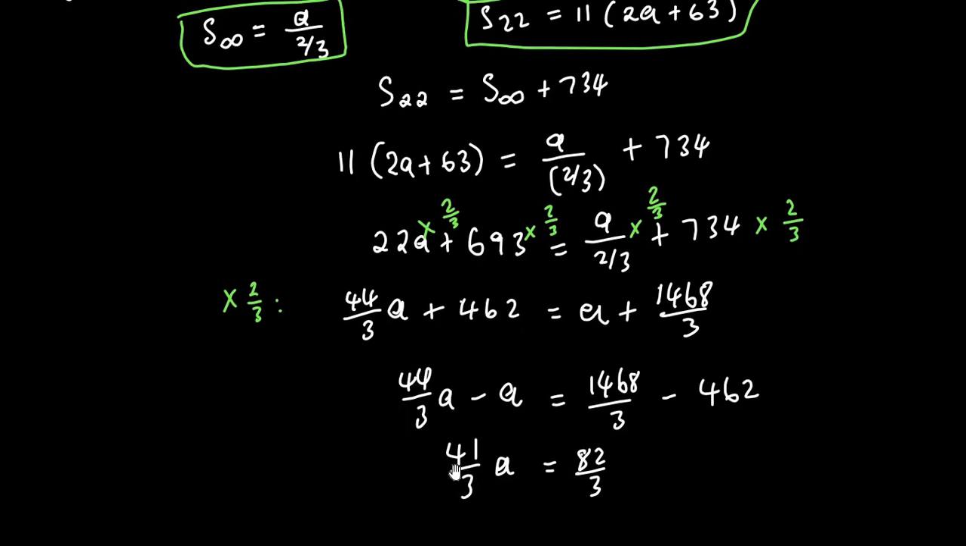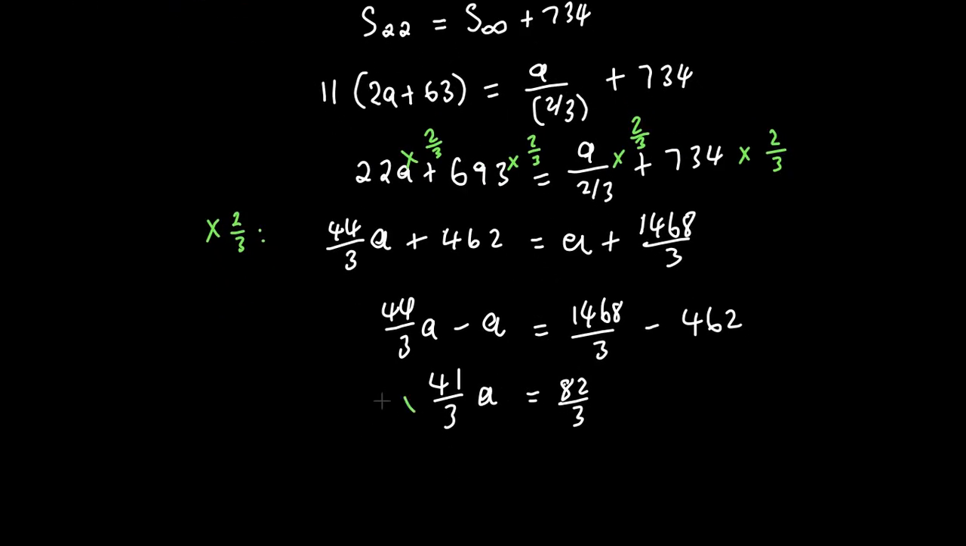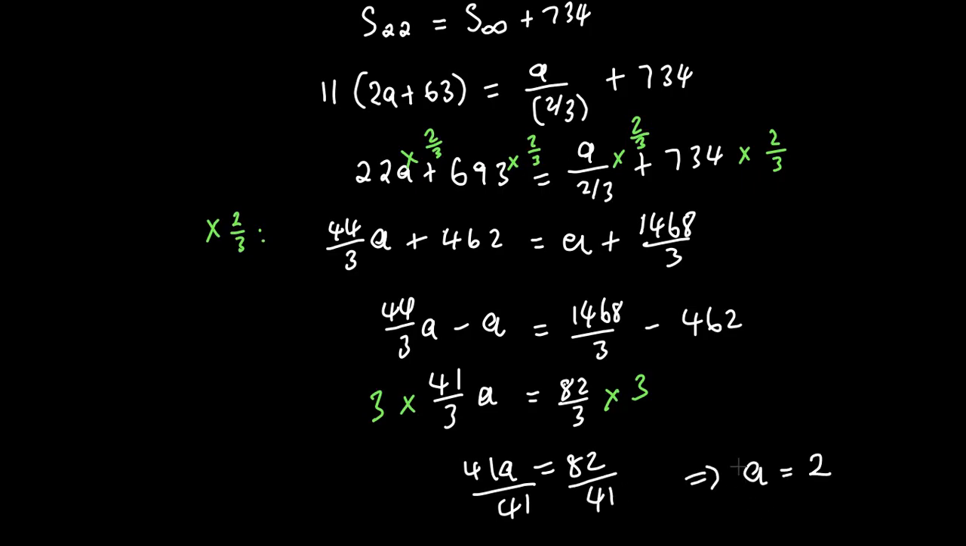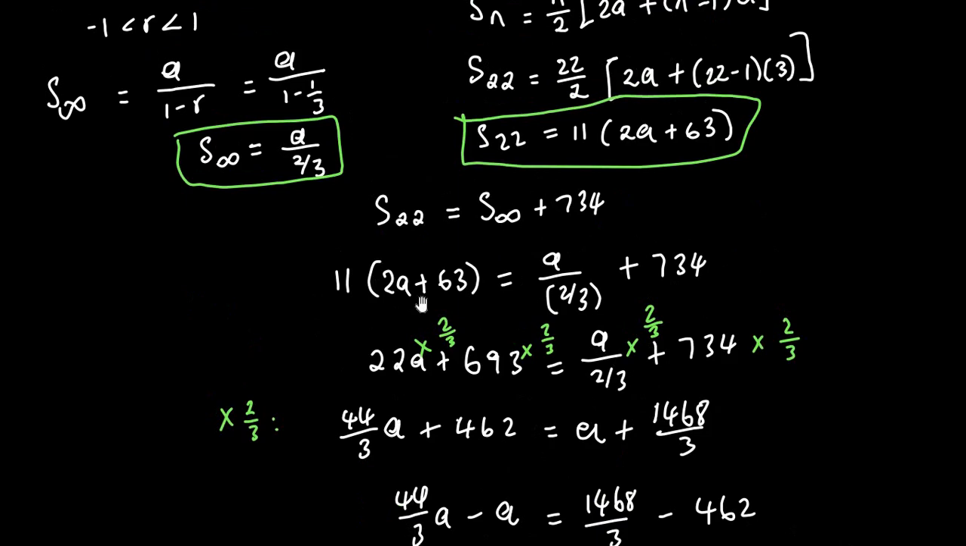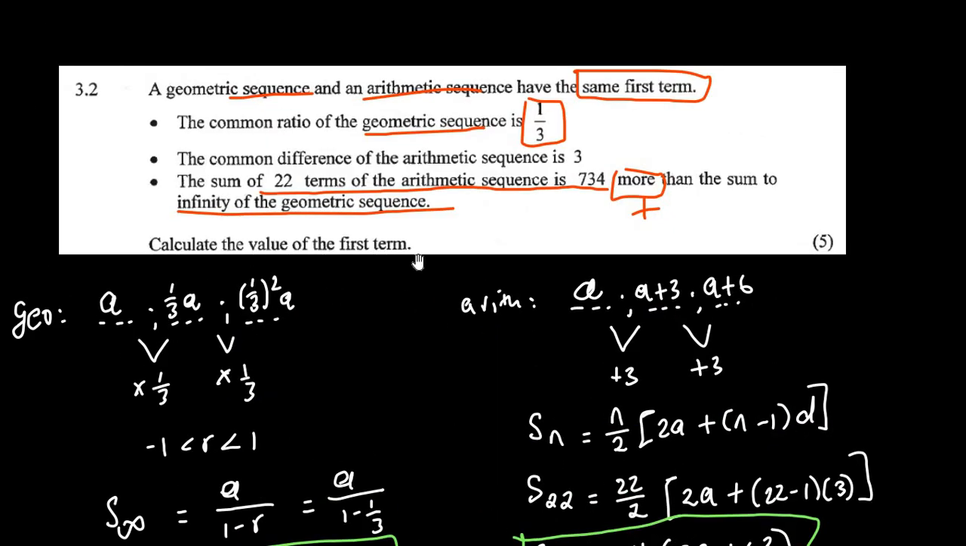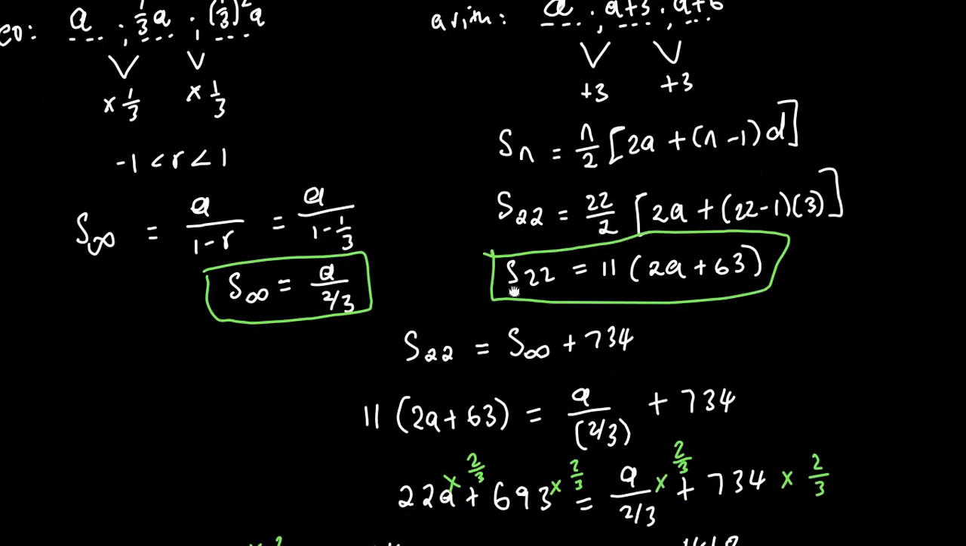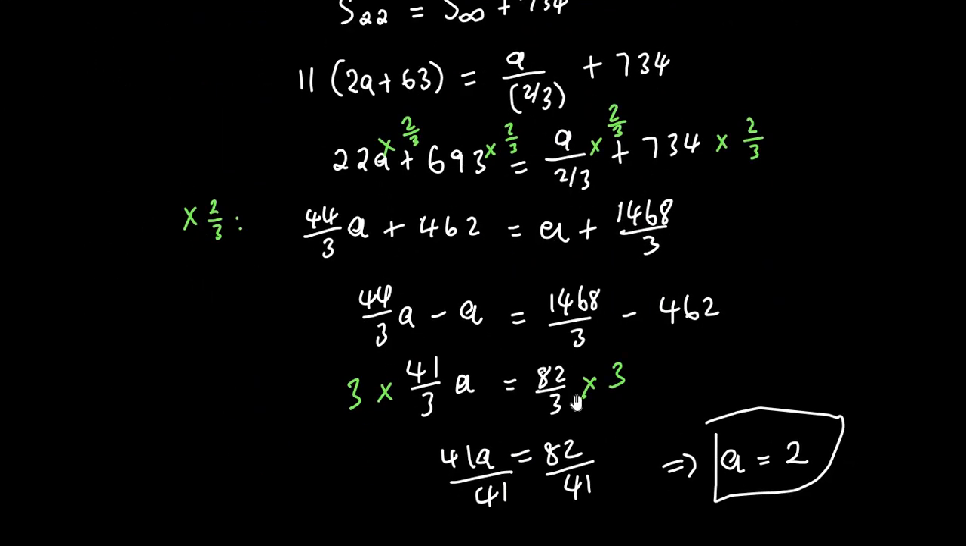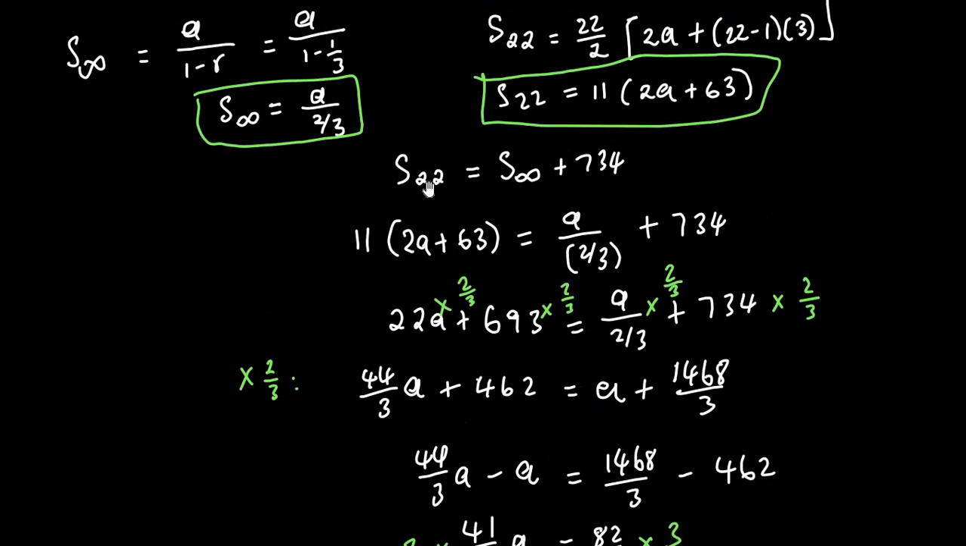So now what I can do here, guys, is multiply both sides by the denominator, multiply by 3 throughout. Now 3 cancels 3, I'm left with 41, and then 3 cancels 3, I'm left with 82. Now if I divide by 41 both sides, that means a is going to be equal to 2. So I found the first term. Calculate the value of the first term. Sorry, I didn't look at the question, but I just assumed that's what they want. That's what they wanted. Yes, you get a as 2, so you get your 5 marks.